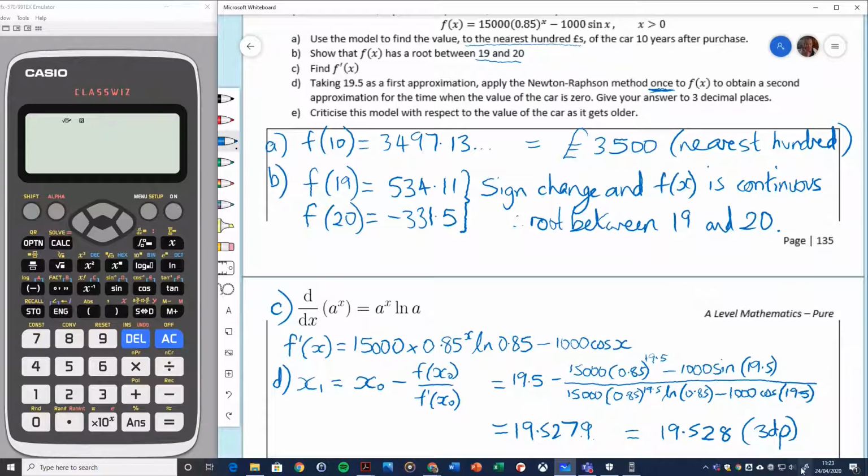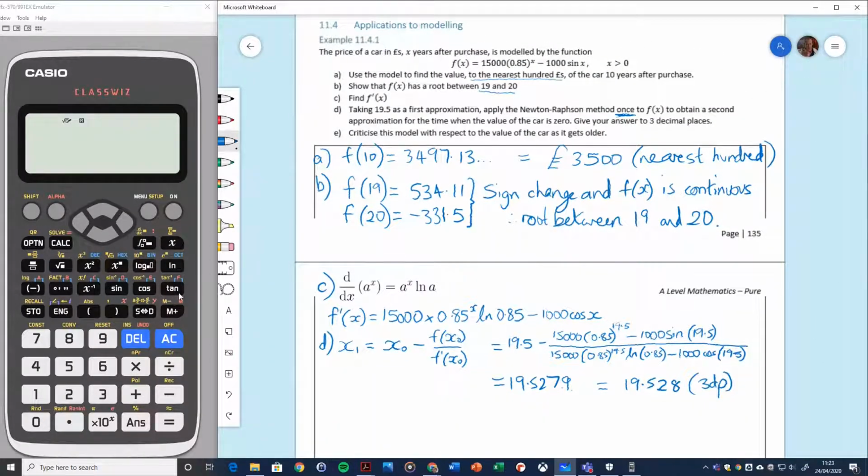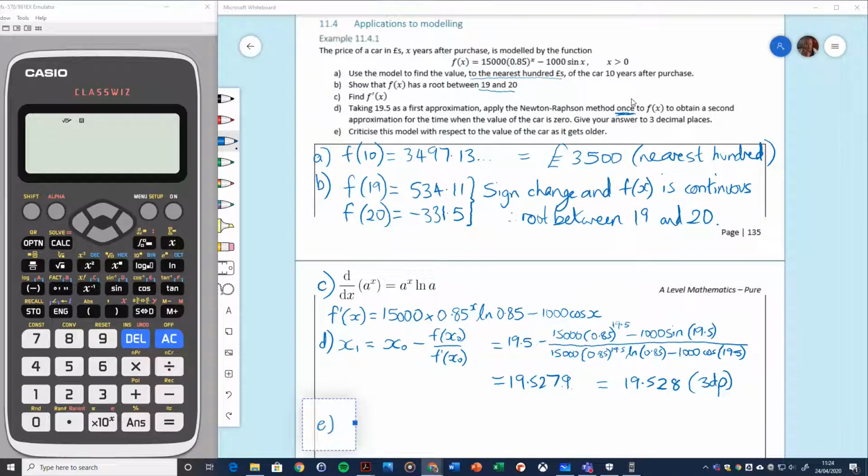Part E, criticize this model with respect to the value of the car as it gets older. So here we are criticizing the model. So think about what we've just found. We found that the value of the car will reach 0 after about 19.528 years. And then, according to the model, it will become negative. So it used to be positive, and we found there's a sign change somewhere between 19 and 20. So the value becomes negative after about 19.528 years. Now, negative values don't make any real sense in this context, so we could say that.